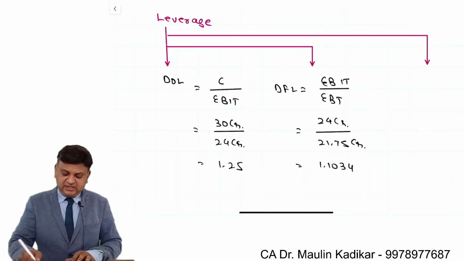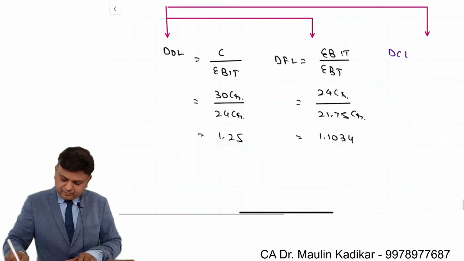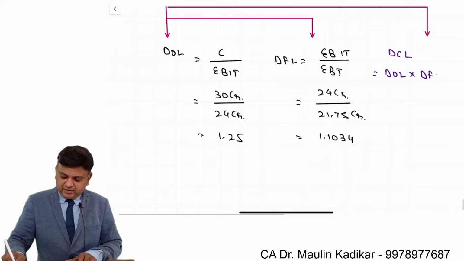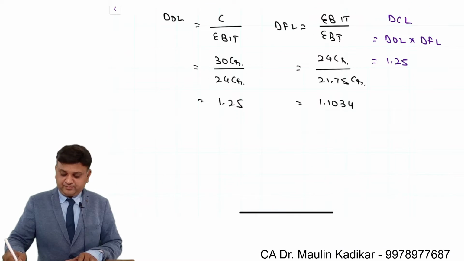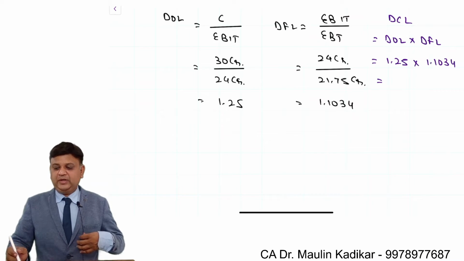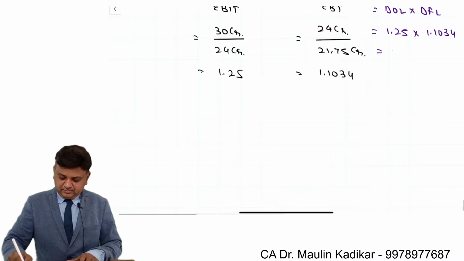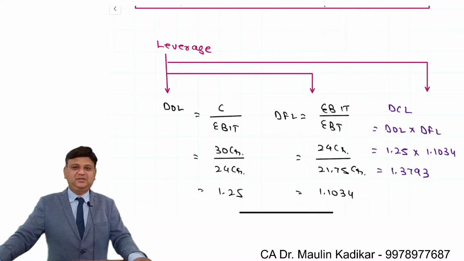And lastly, DCL is DOL into DFL. DOL is 1.25 into DFL is 1.1034. So 1.3793. That is the way the leverages are calculated.